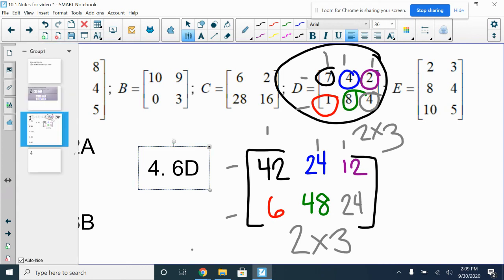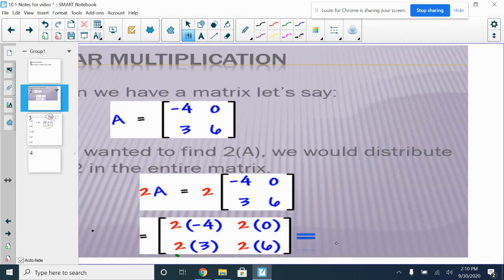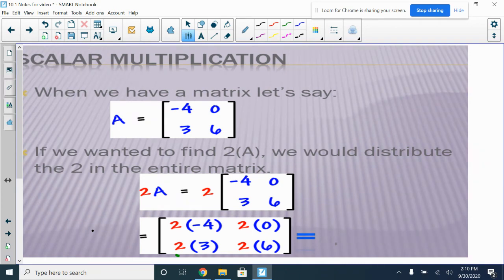All right, so our objective for the day was to be able to multiply a matrix by a scalar. We realized that multiplying a matrix by a scalar is the same as distributing that scalar throughout the entire matrix. You're multiplying each individual piece of the matrix by that scalar. The dimensions we start with are the same dimensions that we end with, because when we multiply each portion by that scalar, the answer is going to stay in the same spot.